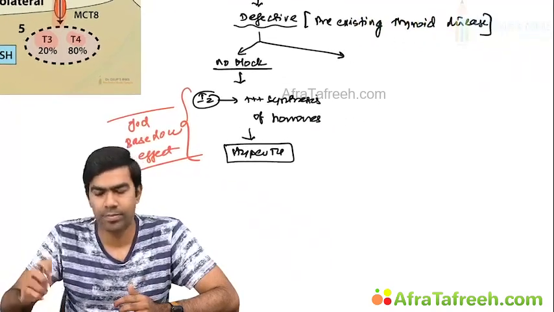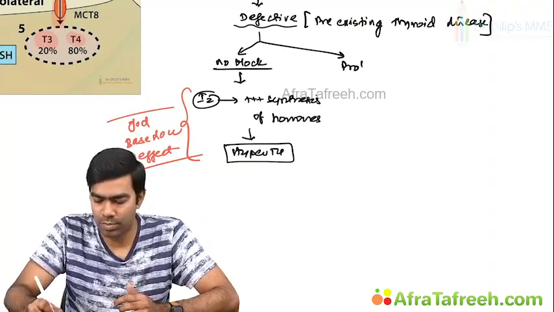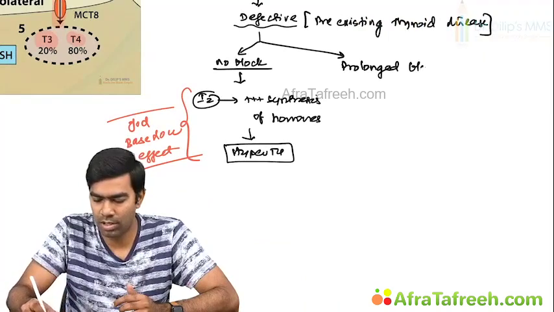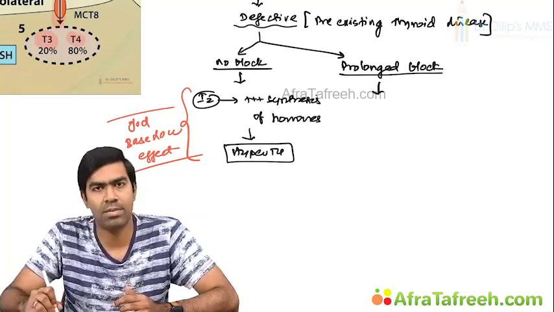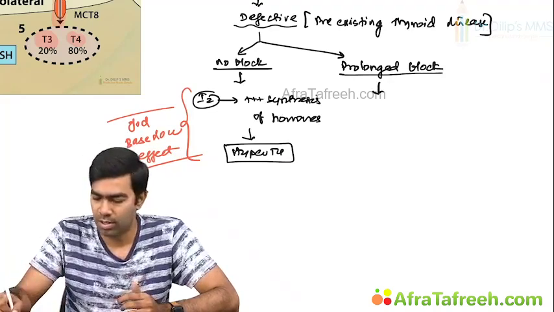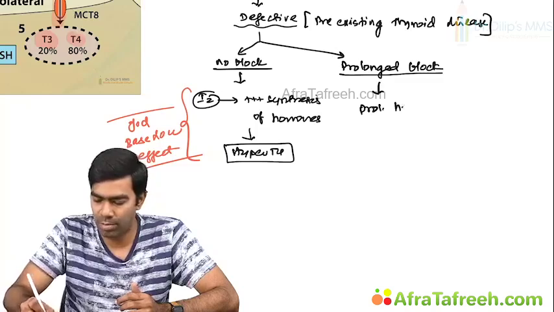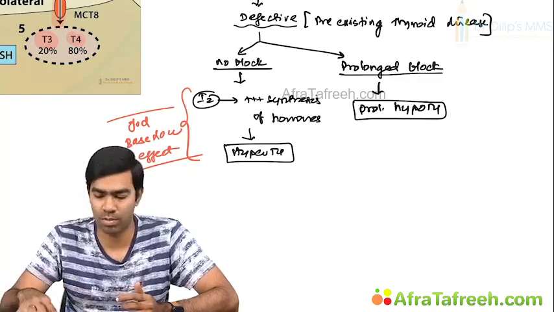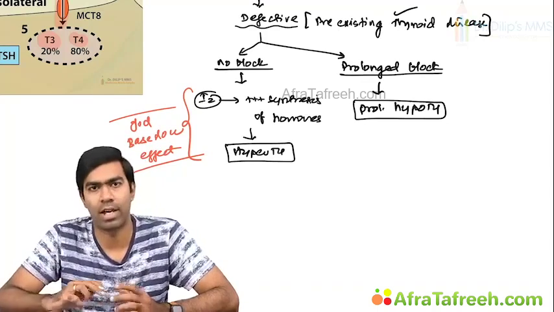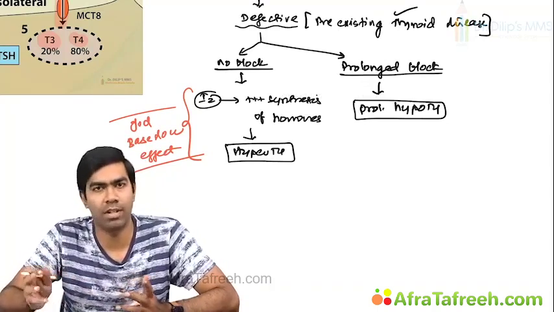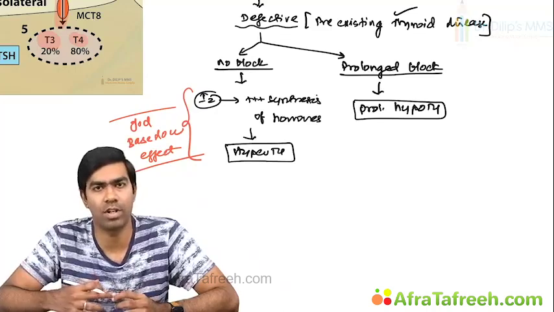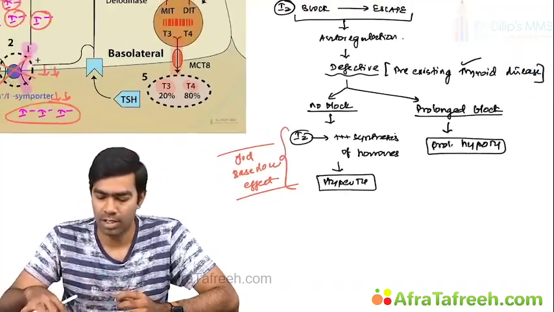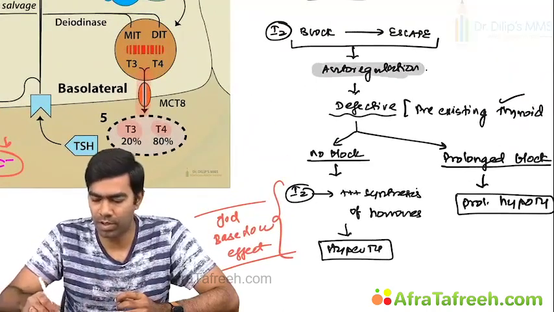And next, if there is a prolonged block, which means I told you even if there is an initial block, there should be an escape after 2 to 8 weeks' time. But if the escape doesn't happen and there is a prolonged block, the patient will have a prolonged hypothyroidism. And this is also a form of defective autoregulation. This is also possible in a patient who has a pre-existing thyroid disease. Either there is no block or there can be even a prolonged block. Or there can be a faster escape also, which is again going to result in hyperthyroidism and the Jod-Basedow phenomenon. Clear? So these are the problems that you get because of the defective autoregulation.